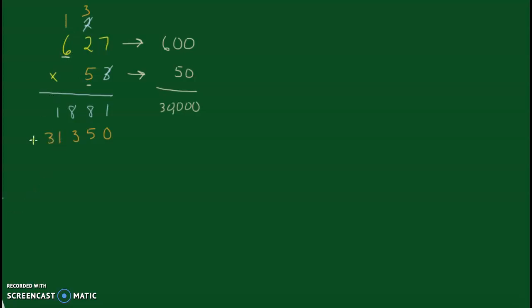Then we're going to finish by adding those together. So 1 plus 0 is 1. 8 plus 5 is 13. 1 plus 8 is 9, plus 3 is 12. 1 plus 1 plus 1 is 3. And finish with 3. So our actual answer is 33,231.